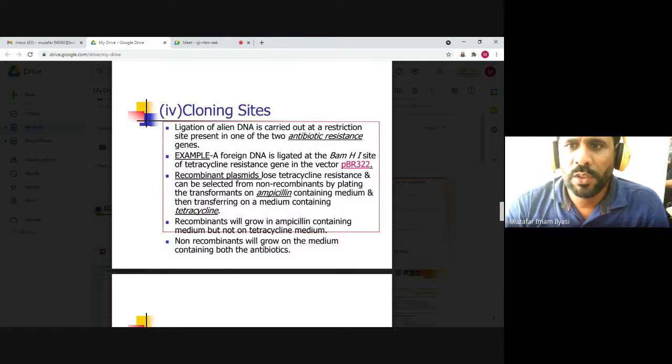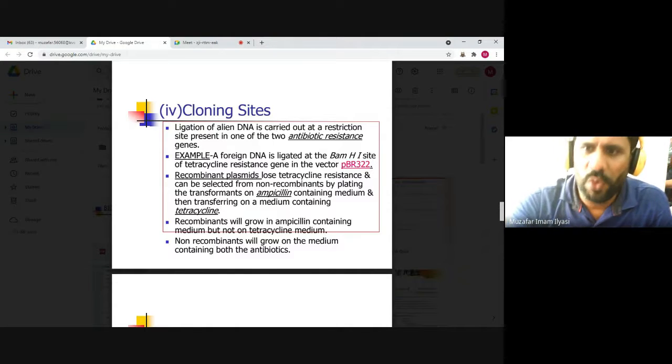Recombinants will grow in ampicillin containing medium but not on tetracycline medium. Non-recombinants will grow on the medium containing both the antibiotics.